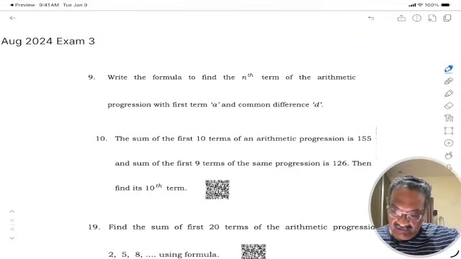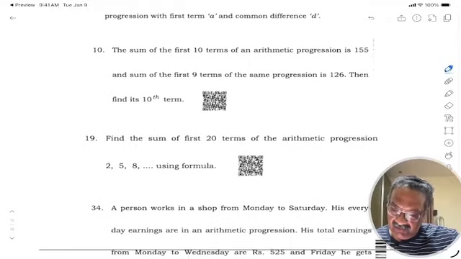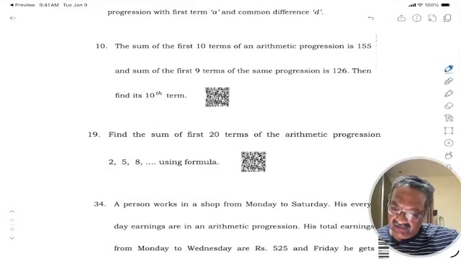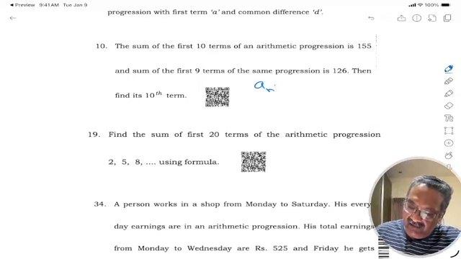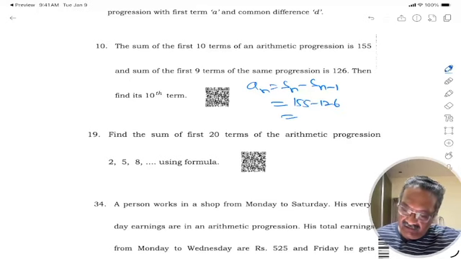Write the formula. I think that's the easy one. The sum of first 10 terms is 155 and the sum of first 9 terms is 126. Find the 10th term. So this same thing, An is equal to Sn minus Sn minus 1. So it is 155 minus 126. This will be the 10th term.